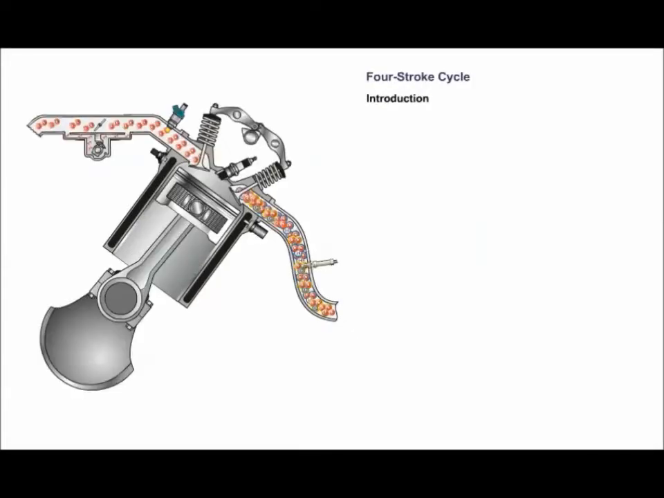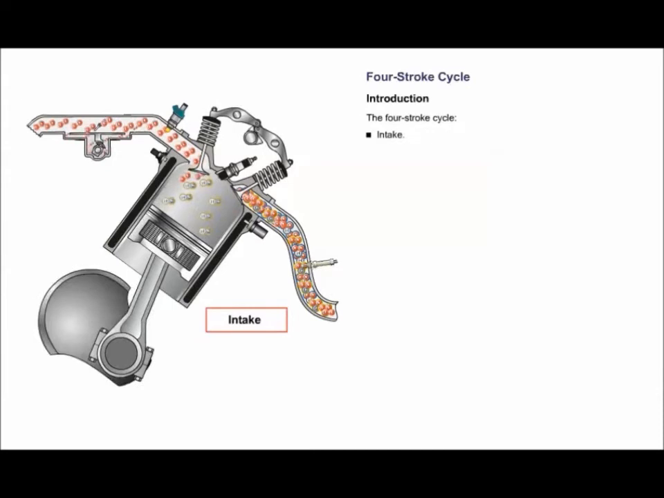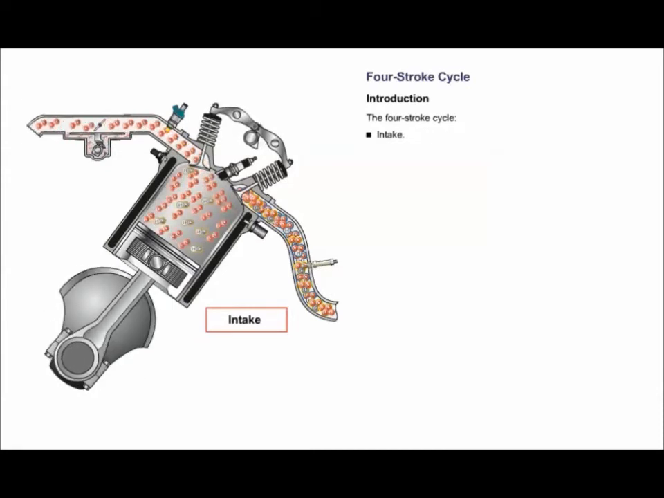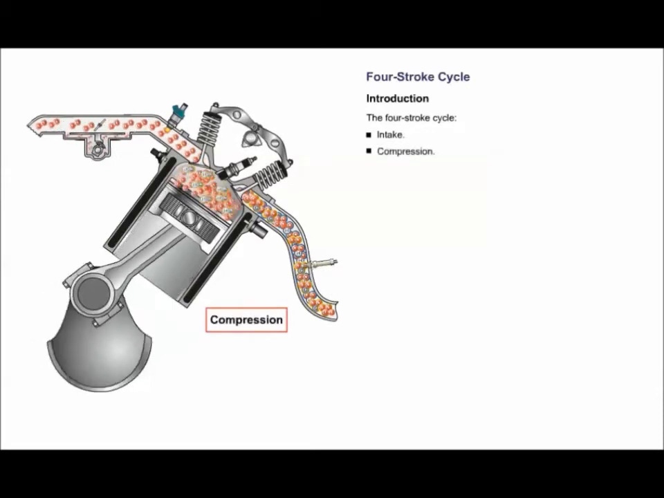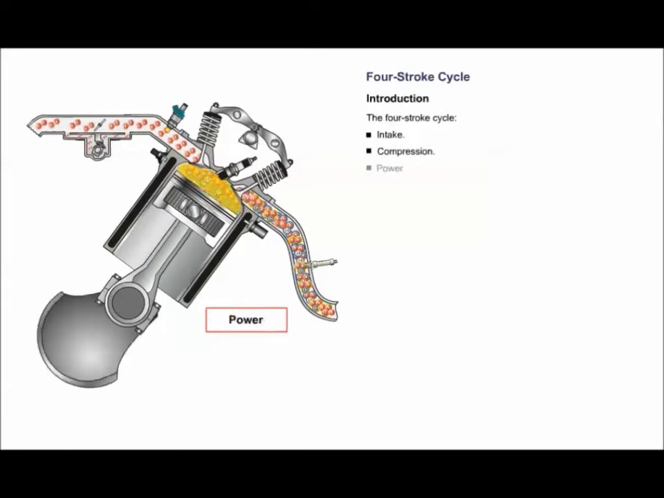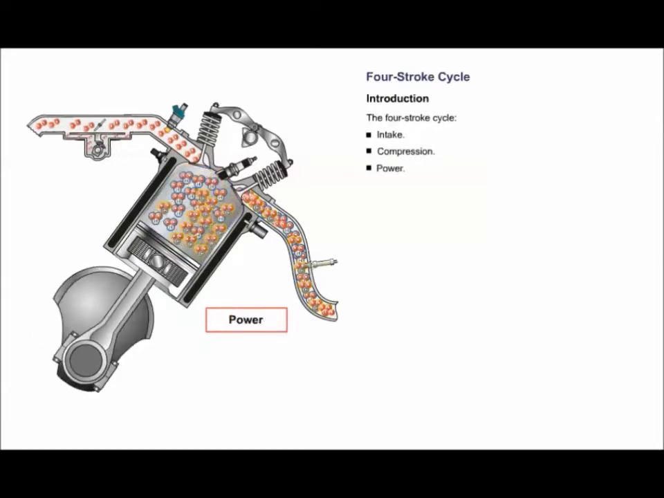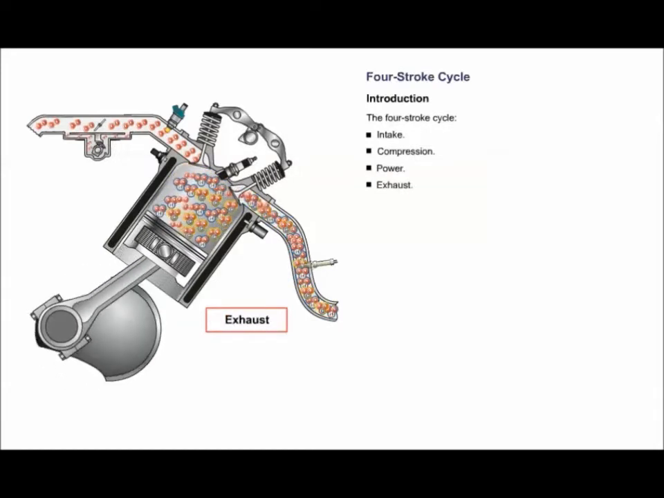An engine is identified as a 4-stroke cycle engine because each cycle of the engine takes 4 strokes to produce the force that rotates the crankshaft. The 4 strokes are intake, compression, power, and exhaust.